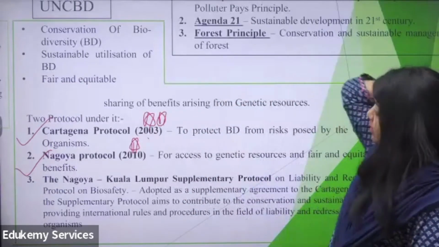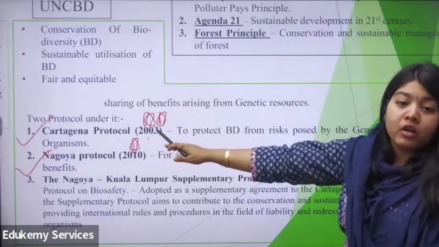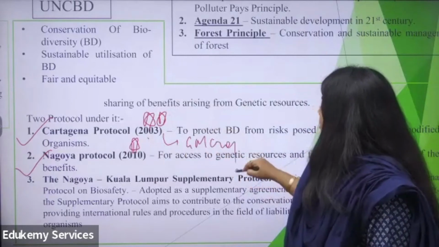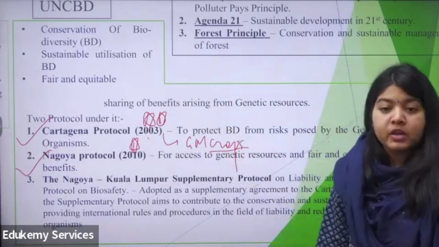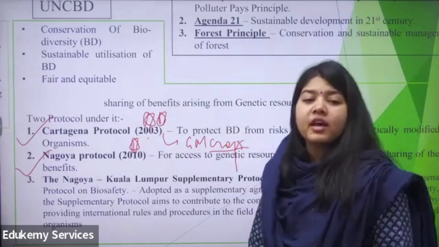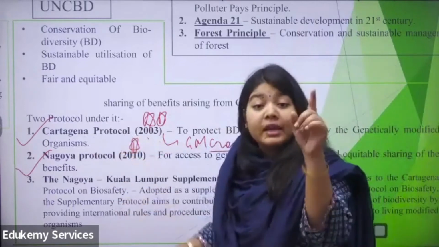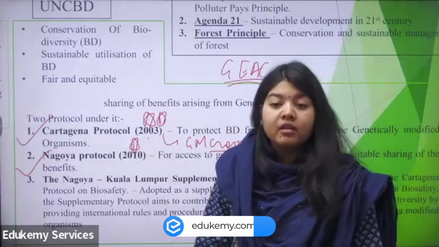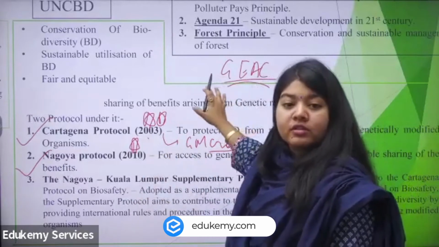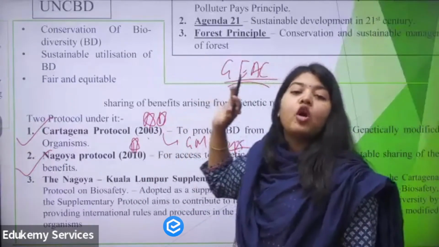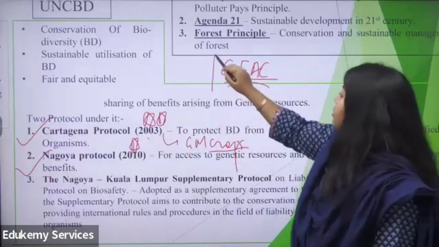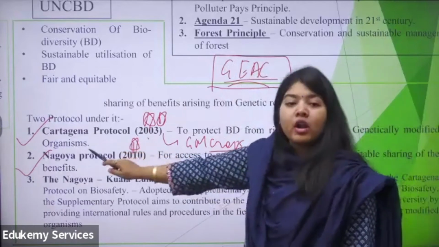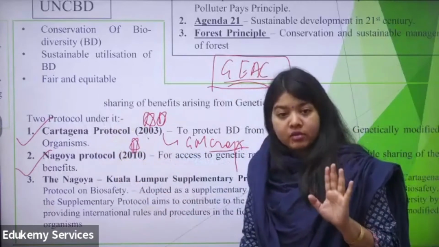I have created Cartagena Protocol. Just remember GM crops. Whenever there is any question on GM crops, internationally, which convention is there? Cartagena Protocol. In India, which is the committee? GEAC. If I want to get any GM crop approved in India, I need to get the approval of GEAC. Internationally, which is the protocol? Cartagena. More than enough. All right.